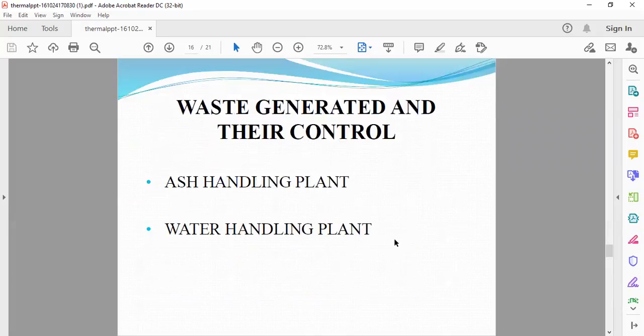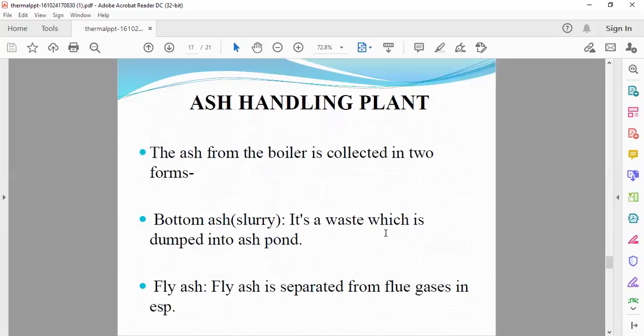Till now we have explained the coal which is used for heating purposes. But after heating, ash is developed in the boiler, and that is the waste generated. It is controlled by two methods, the ash handling plant and the water handling plant. In the ash handling plant, the ash from the boiler is collected in two forms, bottom ash and fly ash. Bottom ash is a waste which is dumped in an ash pond.